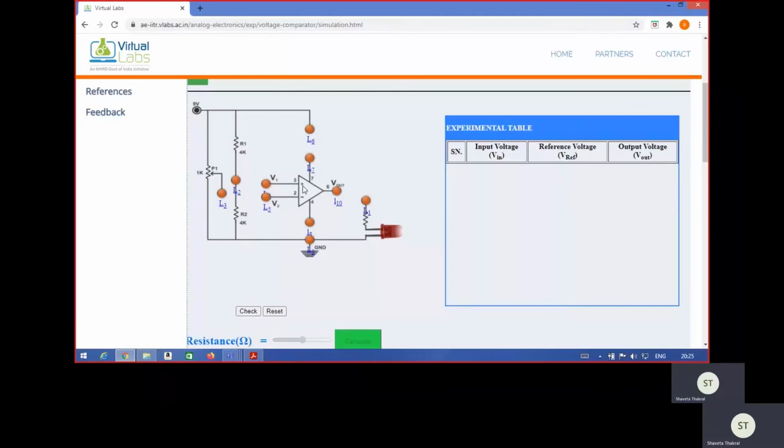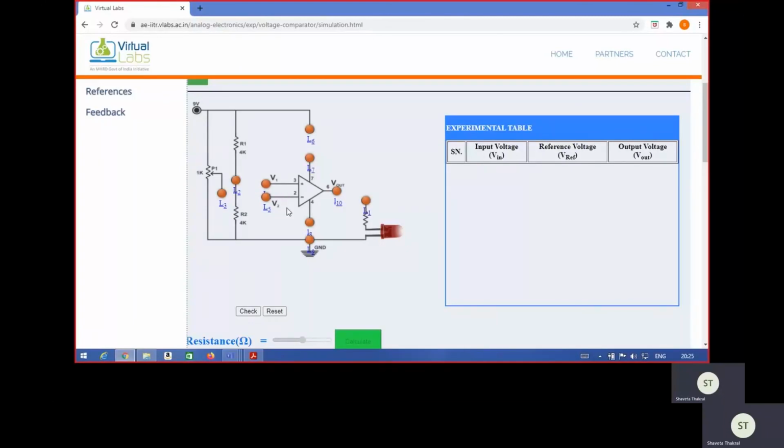Here we have the 2 terminals of the operational amplifier. This is the non-inverting input terminal and this is the inverting input terminal. The V1 voltage is applied at the non-inverting input terminal, and this voltage is considered to be the reference voltage. At the inverting input terminal, we apply the voltage V2, and we keep on varying this voltage with the help of the potentiometer connected here. This is considered to be the input voltage and this is the reference voltage.